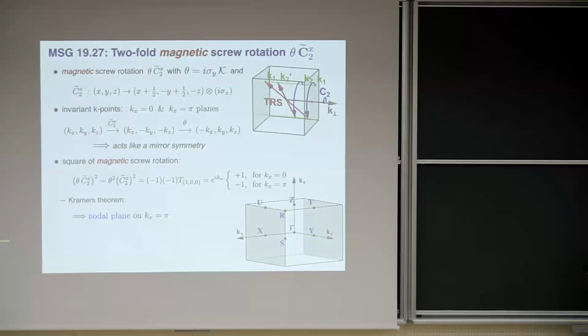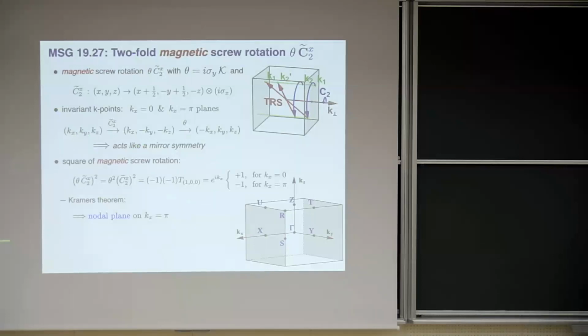Basically the rotation part changes these two signs of the momentum. And then if we apply a time reversal operator, we change all components of the momentum. So basically it relates kx to minus kx. So it's in a sense similar to a mirror symmetry. And we have two invariant planes in the presence of this symmetry, namely the kx equals 0 and the kx equals pi plane.